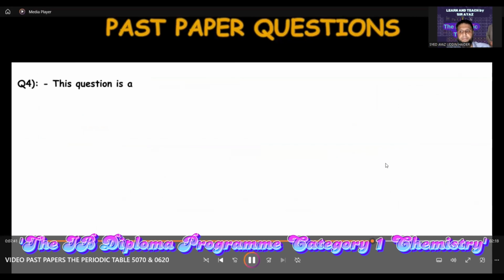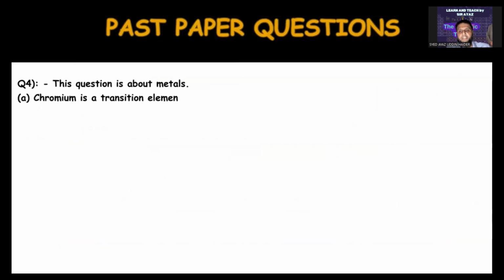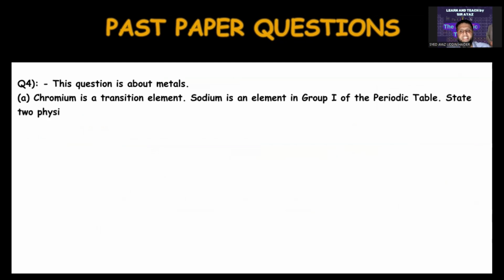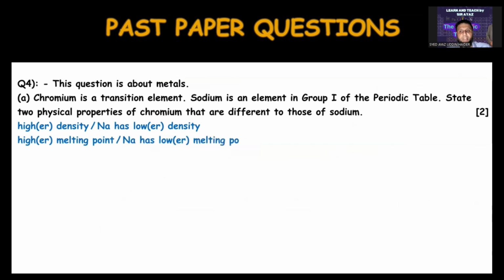Here's a question. Now for the answer, I have already explained the answer. You can write any 2 of these statements, any 2 physical properties of chromium that are different to those of sodium. So higher density, sodium has lower density, higher melting point, that is for chromium. Sodium has lower melting point, hard, that's for chromium.